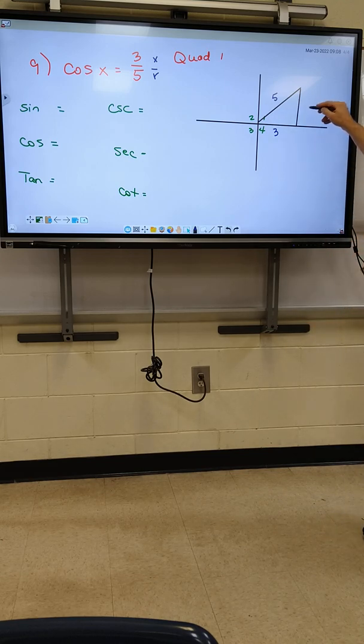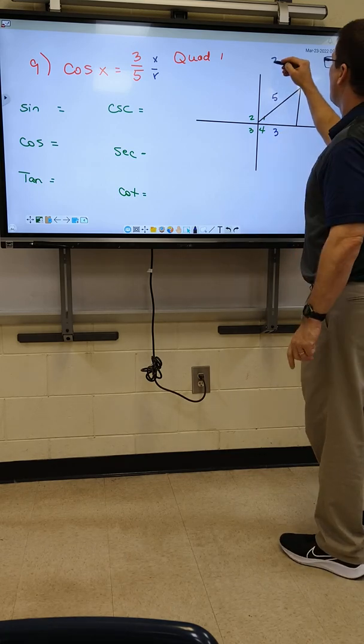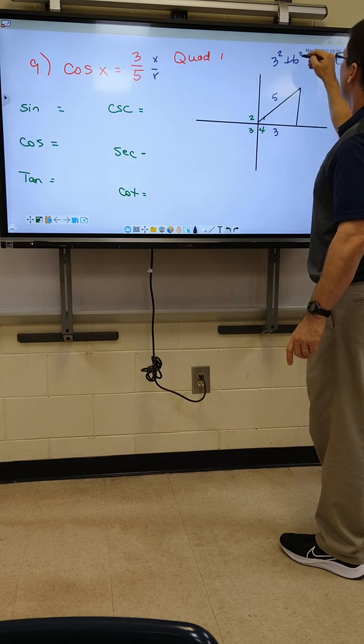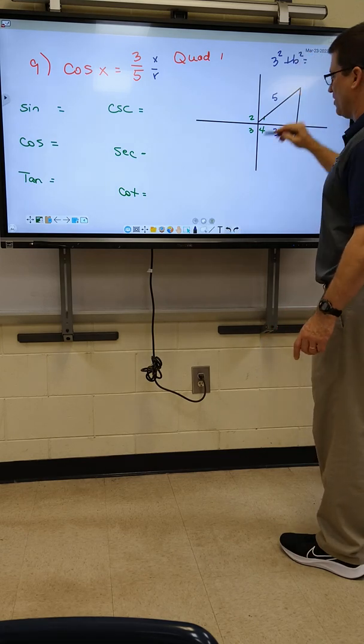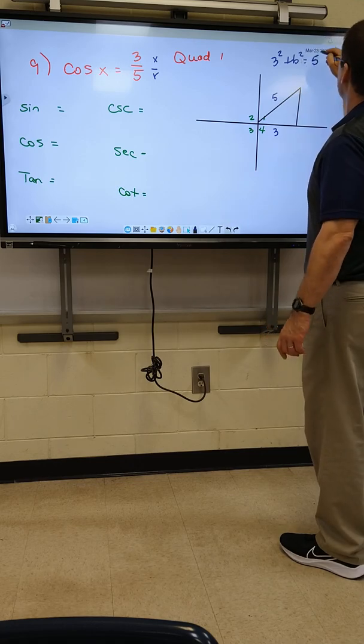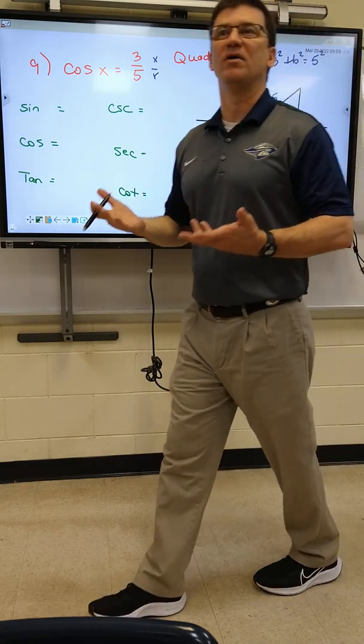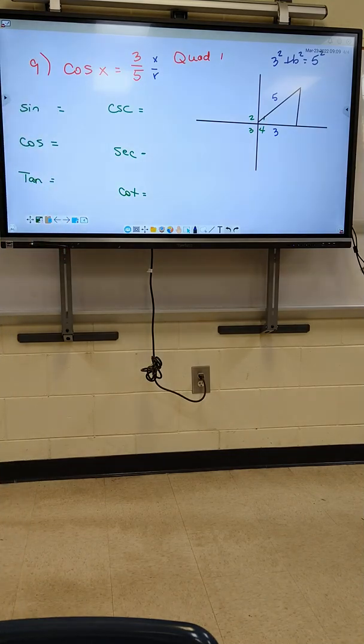Does anybody remember how we find the other side? A squared plus b squared equals c squared. So 3 can go in for a squared. 5 has got to go in for c squared. Why does 5 have to go in for c squared? Because it's the hypotenuse. It's got to go in for c squared. All right, set it up. Write it down. You're going to have like 3 of these on the test.